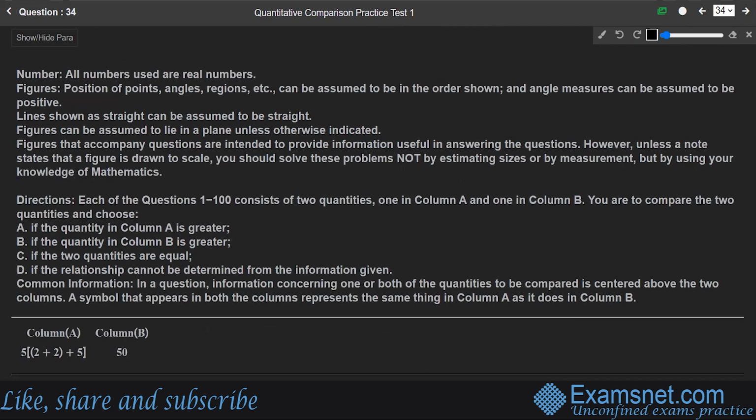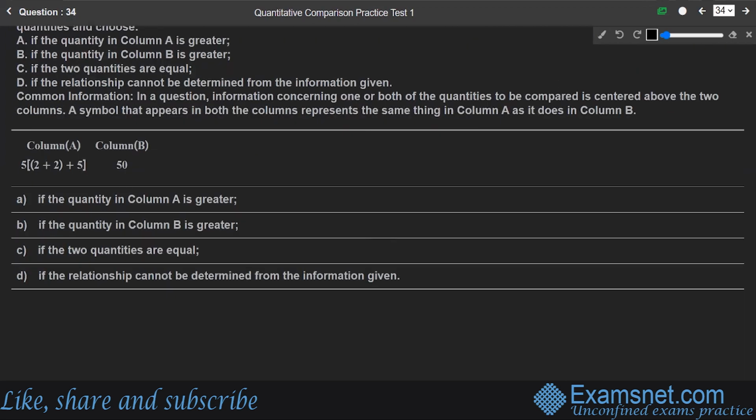Now the question says column A, column B. Column A is to be solved: 5 into (2 plus 2) plus 5. So obviously we can solve this. 5 into bracket first, 2 plus 2 is 4, plus 5. That's what we are supposed to solve. And this 5 has to multiply both the expressions. So it has become 5 into (4 plus 5), 9. 9 into 5 is 45. So the value in column A is 45.